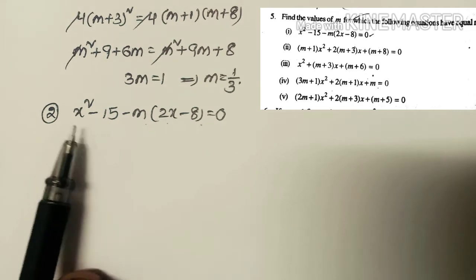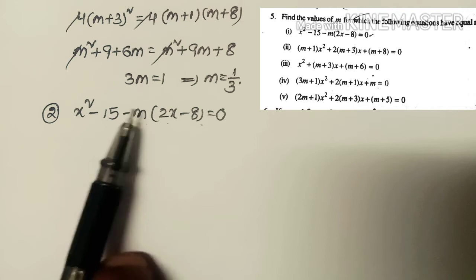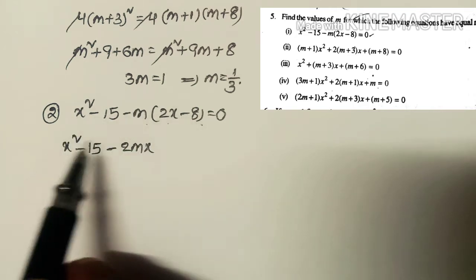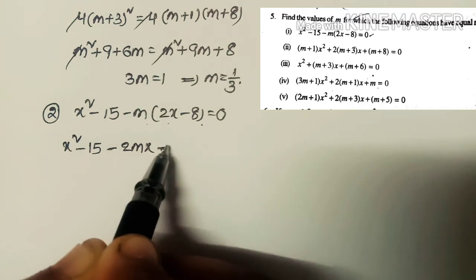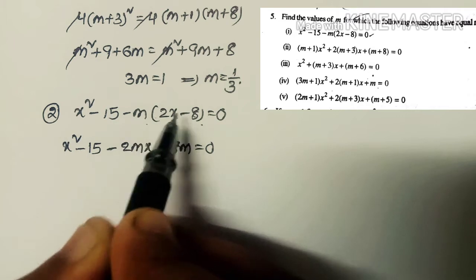Next problem, x square minus 15 minus m into 2x minus 8 equals 0. Find the value of m if the given equation has equal roots. First we change this equation into the form ax square plus bx plus c equals 0. For that, first we are multiplying these two values by minus m.